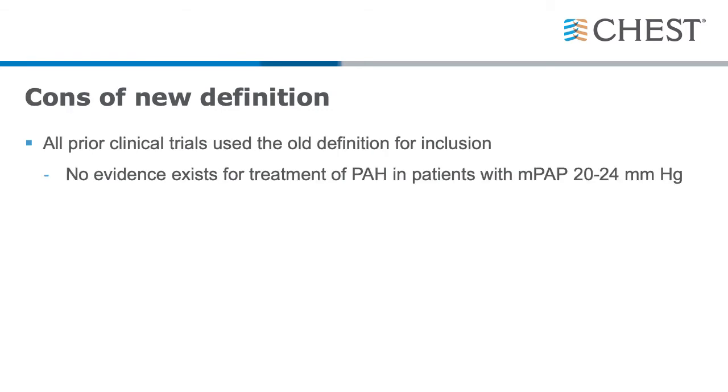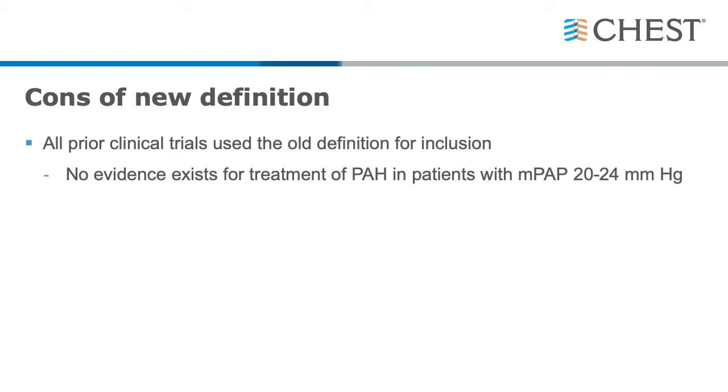However, there are some downsides to the new definition. One of the negatives of the definition is that all of our old clinical trials in pulmonary hypertension did not use this threshold. They all use the threshold of 25 millimeters of mercury. So we're kind of left with this question, what do we do with these patients who have a mean pulmonary pressure between 20 to 24? We don't really have any evidence that any of these therapies that we use for pulmonary arterial hypertension are useful.